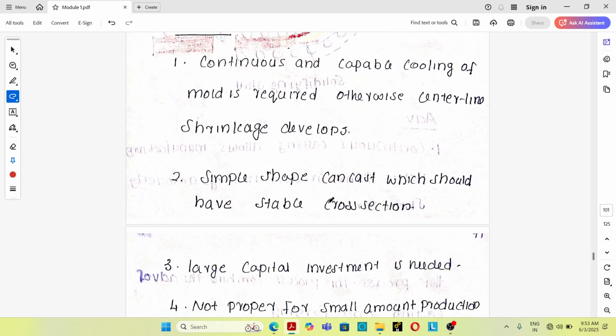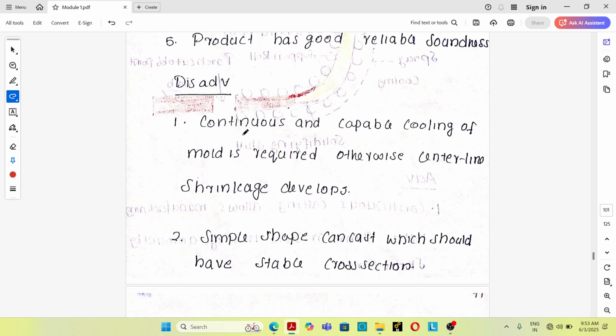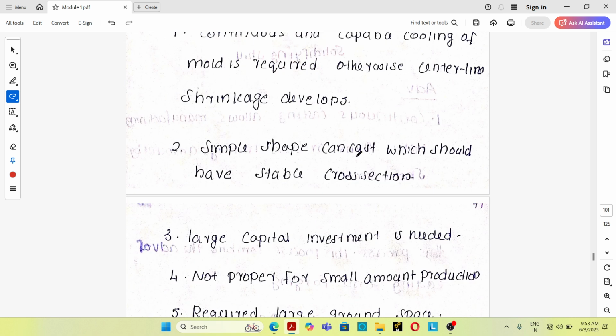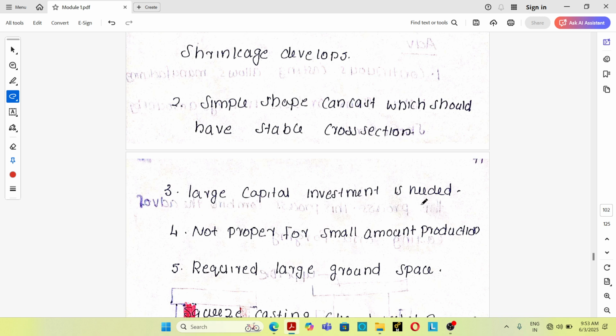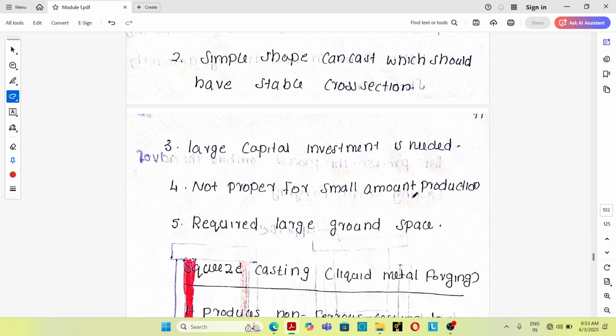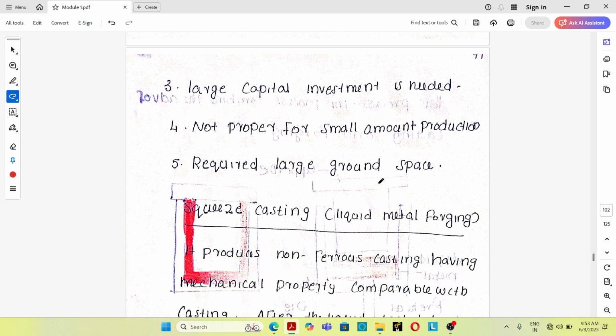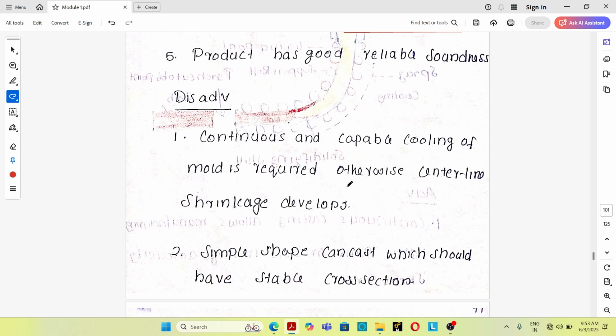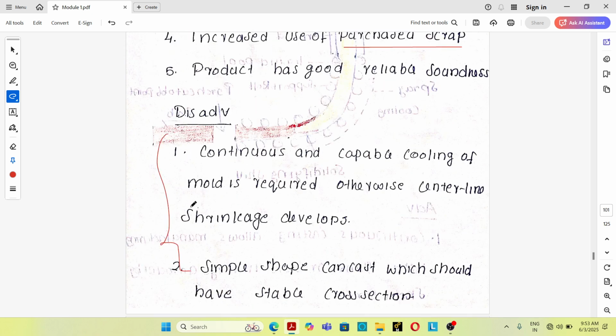Okay. Then what are the disadvantages? Continuous and capable cooling of the mold is required, otherwise centerline shrinkage will develop. Continuous cooling is required in the continuous casting process, otherwise defects like centerline shrinkage will develop. Simple cast shapes only, which should have a stable cross section. Large capital investment is needed. Not proper for small amounts of production. Requires large ground space. So these are the disadvantages of the continuous casting process.